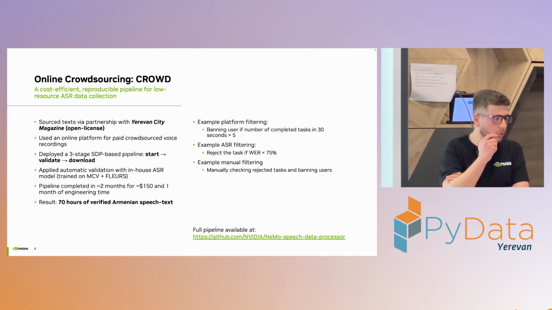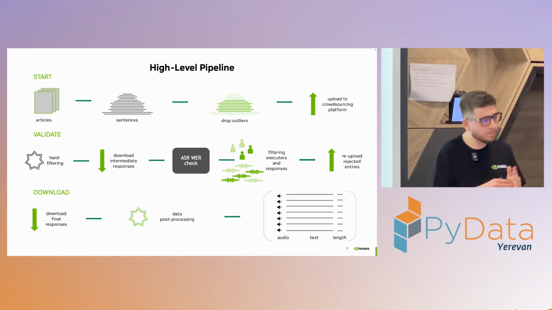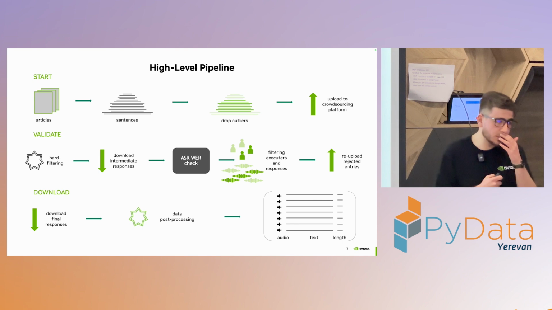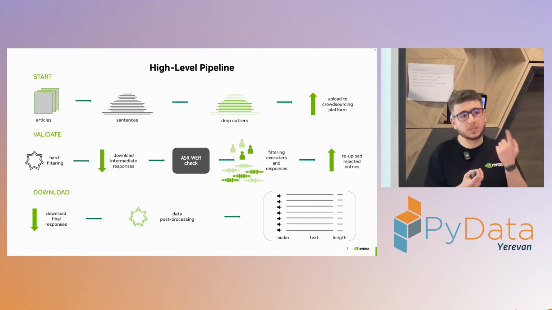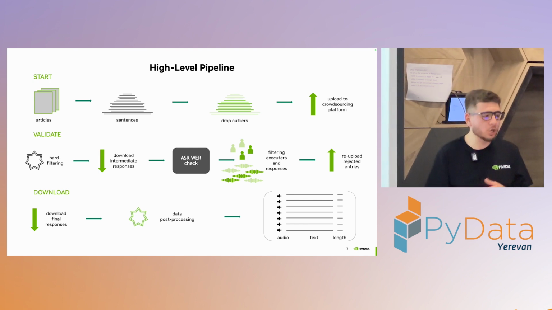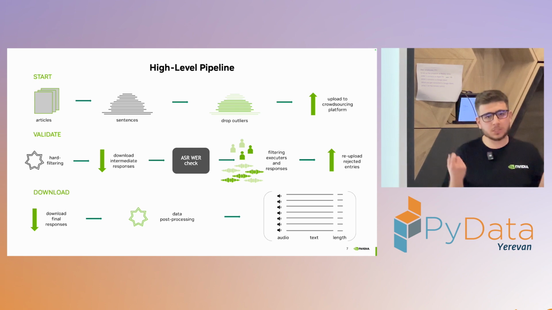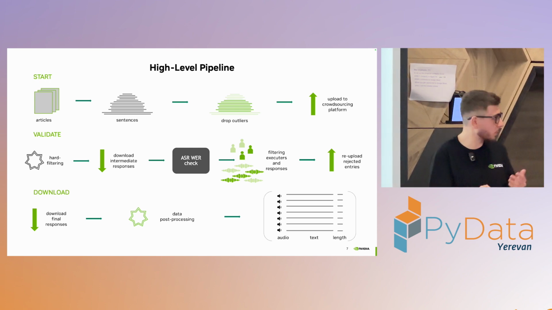Okay, let's go a bit deeper inside the pipeline and how it worked. As I said, it was a three-stage pipeline. In the first stage, we took all the articles we received from the open dataset. We filtered out the sentences that we don't need. So we dropped, for example, non-Armenian sentences that don't fully consist of the Armenian language, or very long sentences or very short sentences, and uploaded the rest as tasks to the platform.